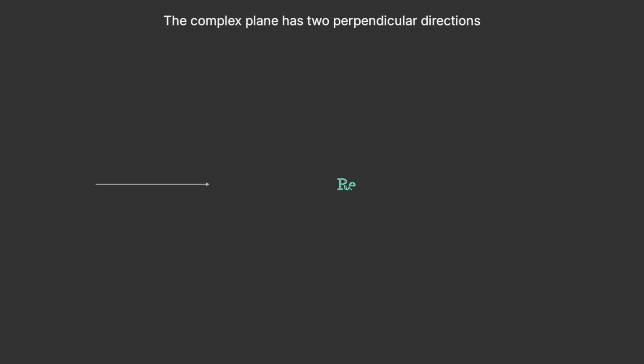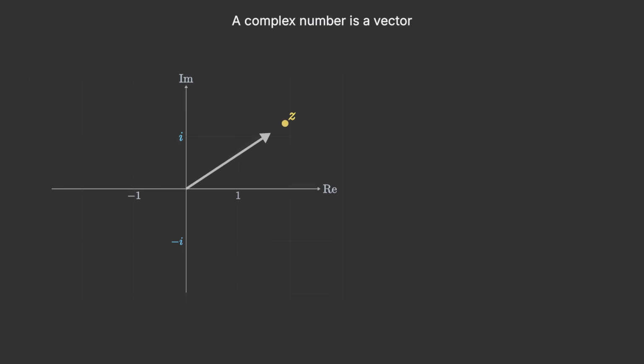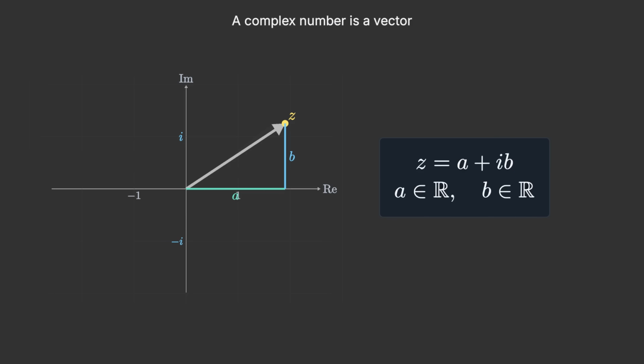This new unit is not just a trick, it creates a second direction. The horizontal axis is the real direction. The vertical axis is the imaginary direction. Together they form the complex plane. A complex number z can now be drawn as a vector. Its horizontal projection is real. Its vertical projection is imaginary. We write z equals a plus ib.